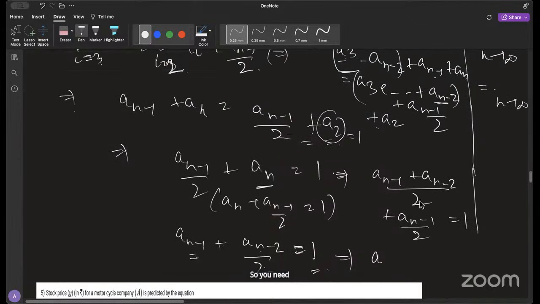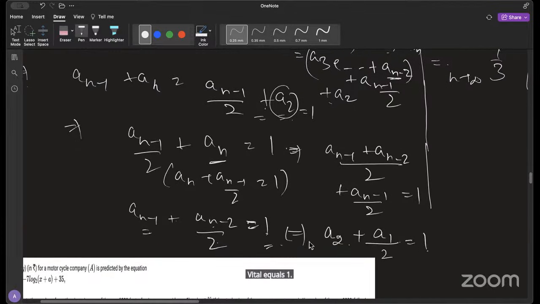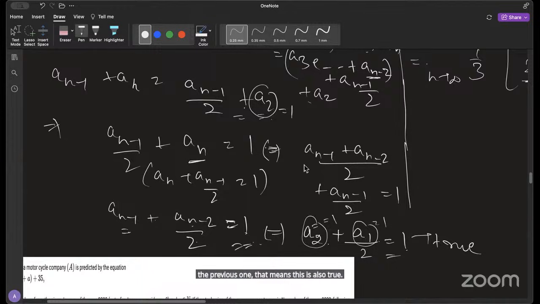So you need to check if this is true or not. For this, you'll end up with a2 plus a1 by 2 equals 1. That means your a1 is 0, right? And a2 is 1. So this is 1, this is 0. That means this is true. This is true, the previous one, that means this is also true. Then all the others are also true. Is this fine?